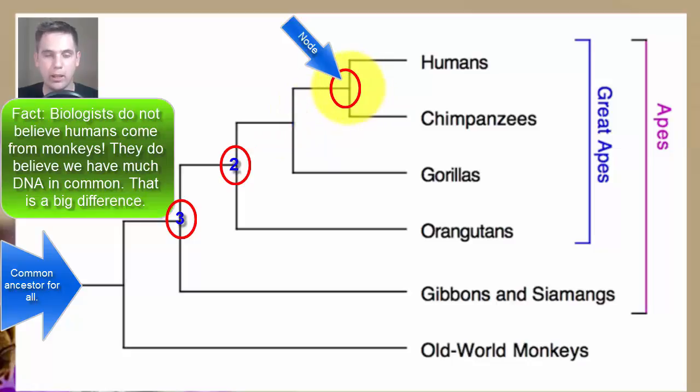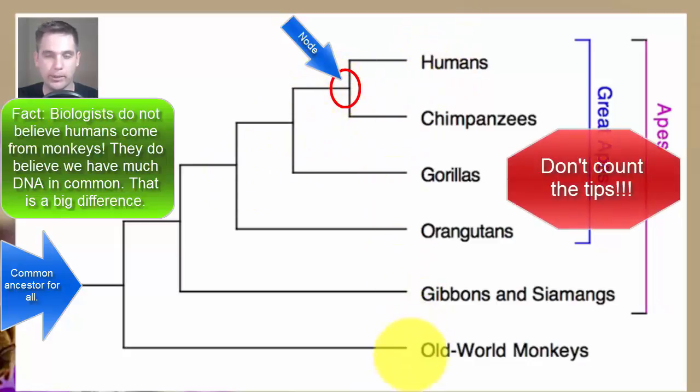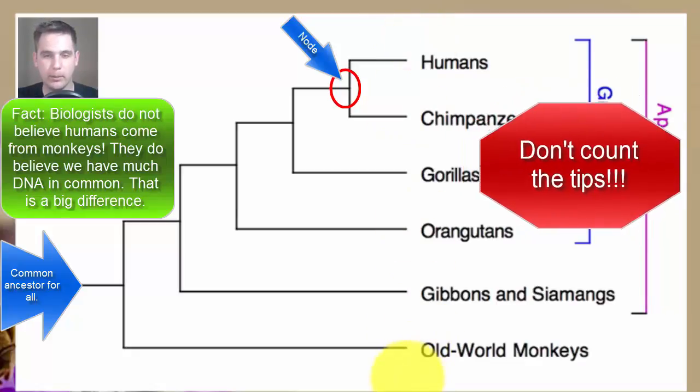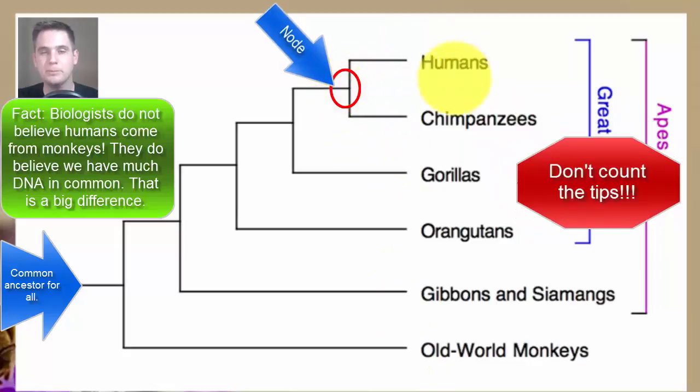That's how you can tell how closely related any of these organisms are to each other, by counting the nodes. Don't count the tips. If you count the tips, sometimes you get lucky, but sometimes you'll be wrong. So don't count the tips, count the nodes.